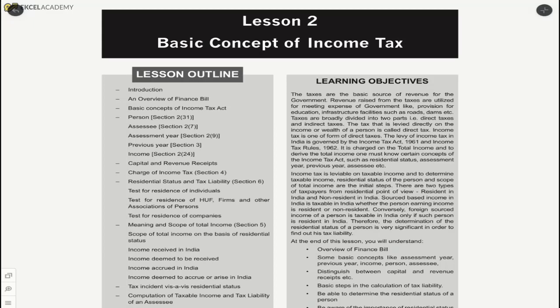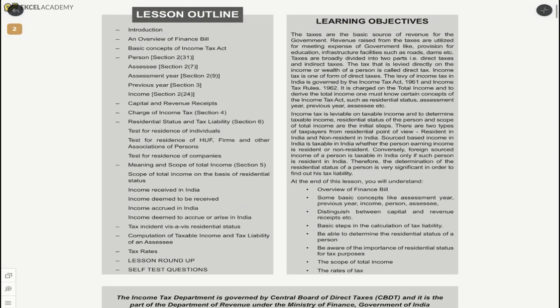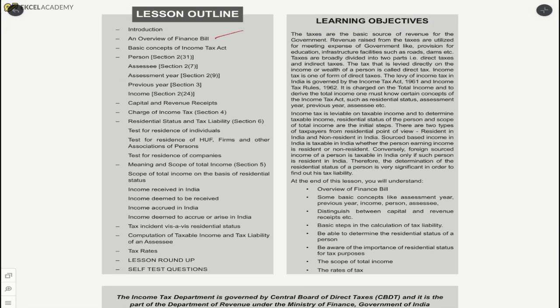In the previous chapter, we had looked into the introduction to the direct taxes. Now we are in lesson number 2, where we will look into the basic concepts of income tax. So here we will look at the various sources for income tax like finance bill, then we look at the various definitions, very important definitions, that is person, assessee, assessment year, previous year, income, capital and revenue receipts.